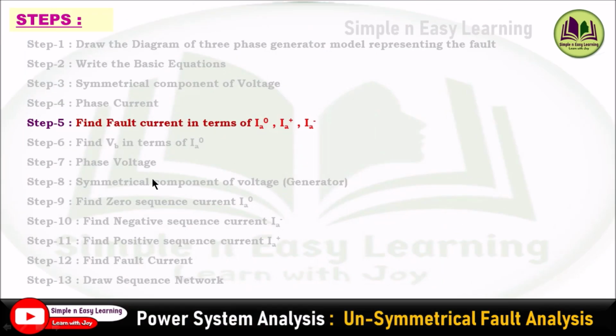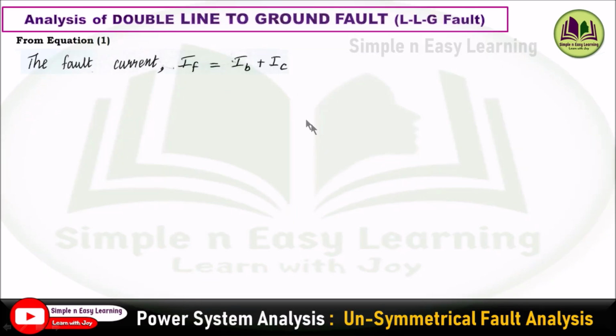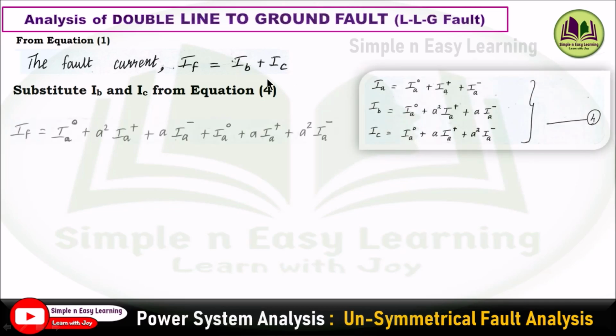Now step 5, find fault current in terms of the sequence currents IA naught, IA plus and IA minus. To find the fault current, we are going to consider equation 1. The fault current can be represented as IF equal to IB plus IC. This IB and IC we found in equation 4. We are going to substitute that IB and IC from equation 4.